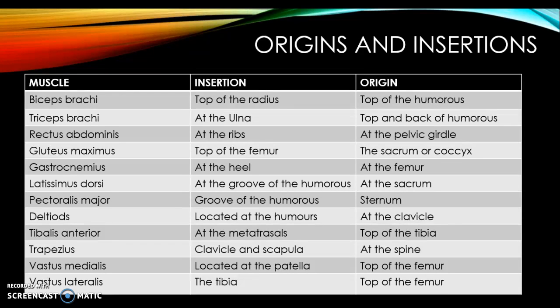For example, you have the rectus abdominis. The insertion would be at the ribs, and the origin is at the pelvic girdle behind you. Another example could be the trapezius. The insertion is the clavicle and scapula, and the origin is at the spine.